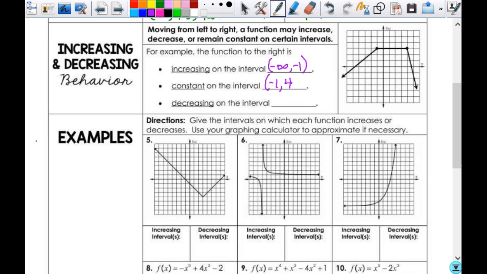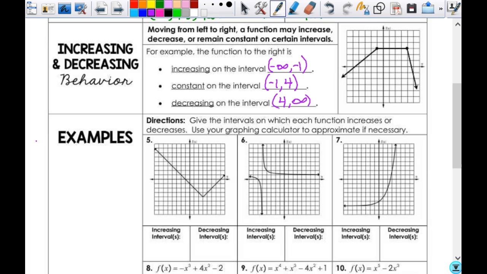Okay? So then that means the 4 I'm not including. Then from 4 on, what's happening? It's decreasing, so from 4 to infinity. Okay? Everybody okay with that?